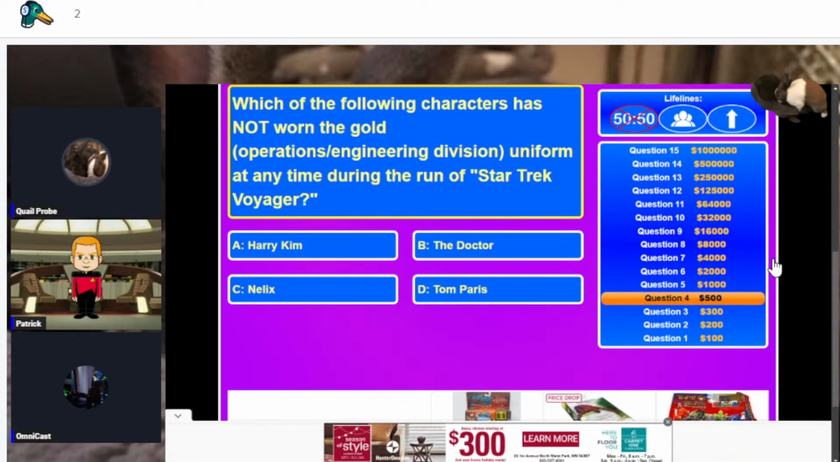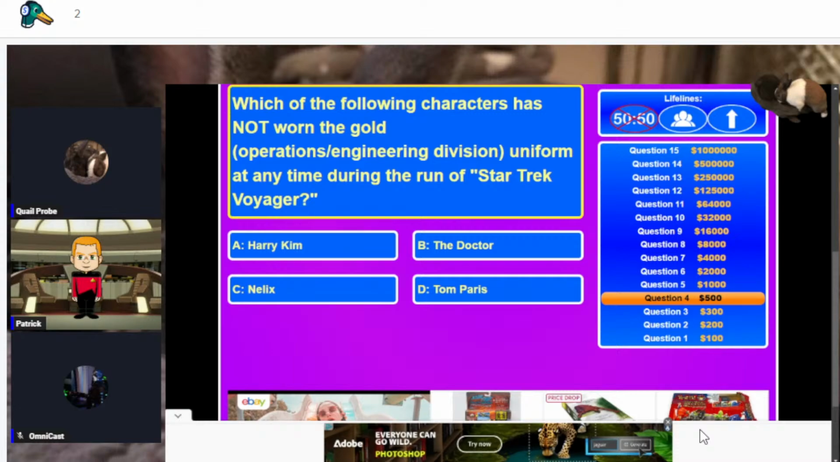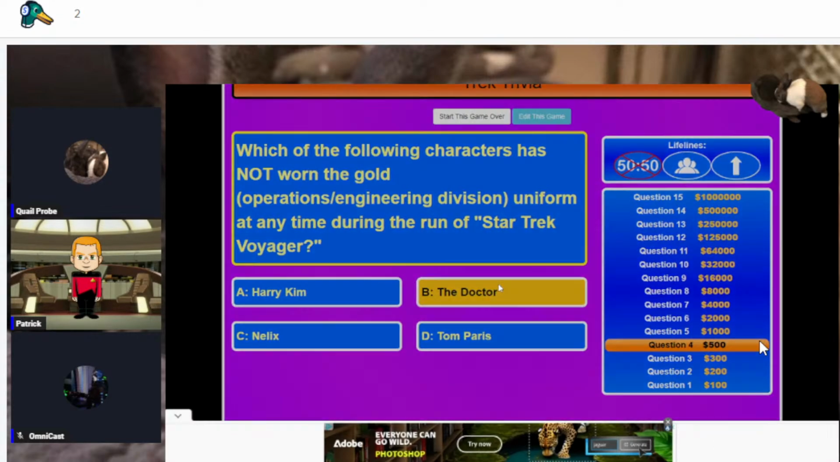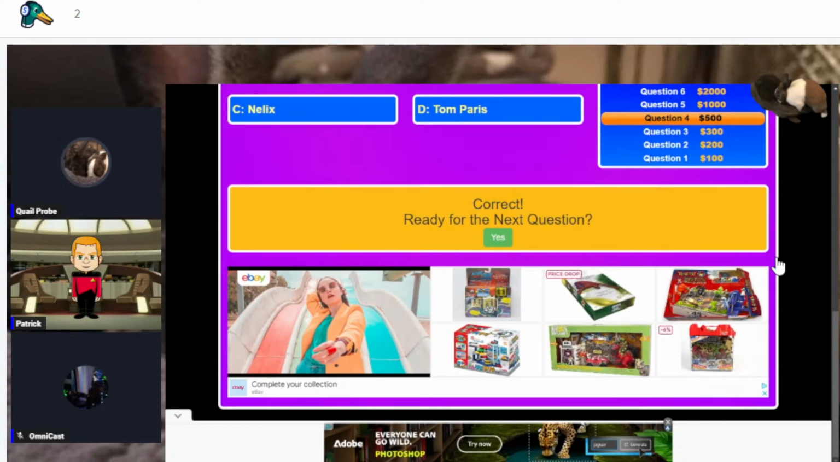Nice, with the sound effects and everything. $500. Which of the following characters has not worn the gold uniform at any time during the run of Star Trek Voyager? A, Harry Kim, B, the Doctor, C, Neelix, or D, Tom Paris? Harry Kim is standard in operations, gold. Neelix has worn it while he was at security. Tom Paris has worn it in at least a holodeck episode. So I would say B, the Doctor. Is that your final answer, sir? Yes, it is. You are correct.